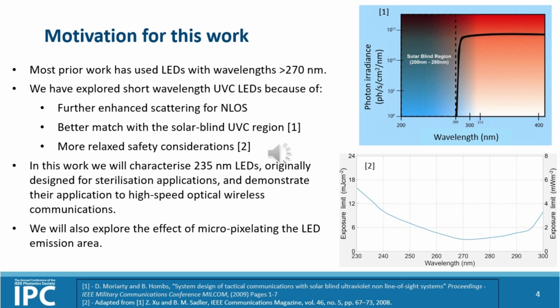And then finally, there's somewhat more relaxed safety considerations. So UVC light can be harmful to the skin and to the eyes, but if you look at the diagram on the bottom right, you can see that the lowest exposure limit is around 270 to 280 nanometers, and by moving to shorter wavelengths, the exposure limit considerations become somewhat more relaxed. So in this work, we'll characterize the use of LEDs with peak wavelengths around 235 nanometers, and these devices were originally designed for sterilization applications, but here we'll show them in their application to high-speed optical wireless communications. We'll also explore the effect of micro-pixelating the LED emission area.